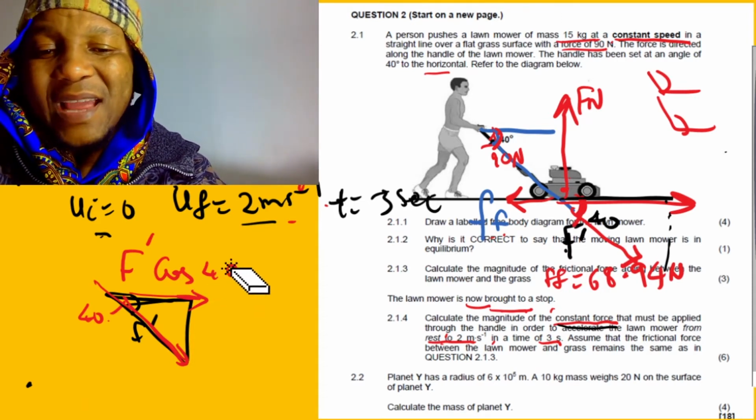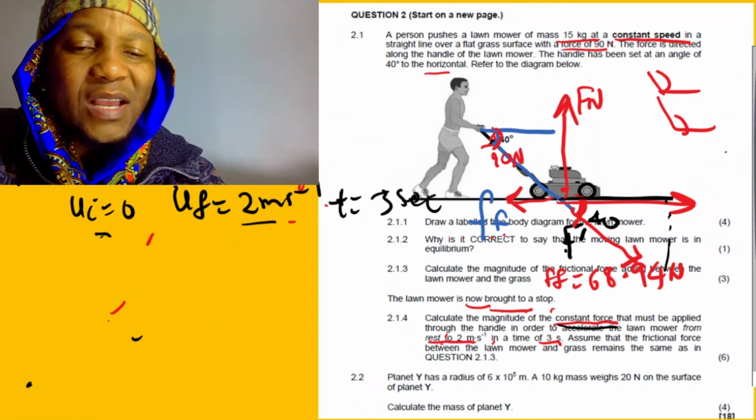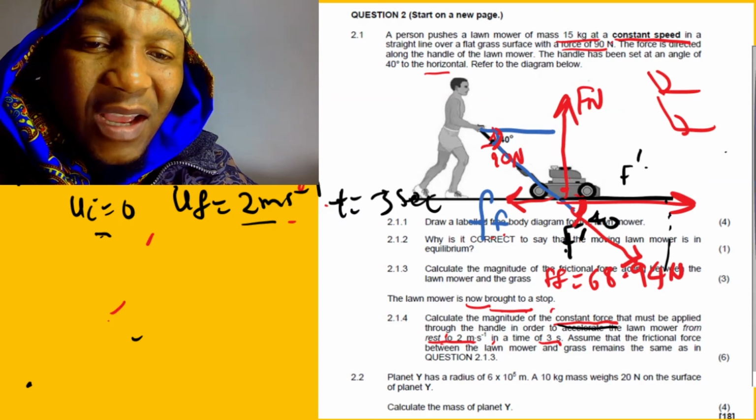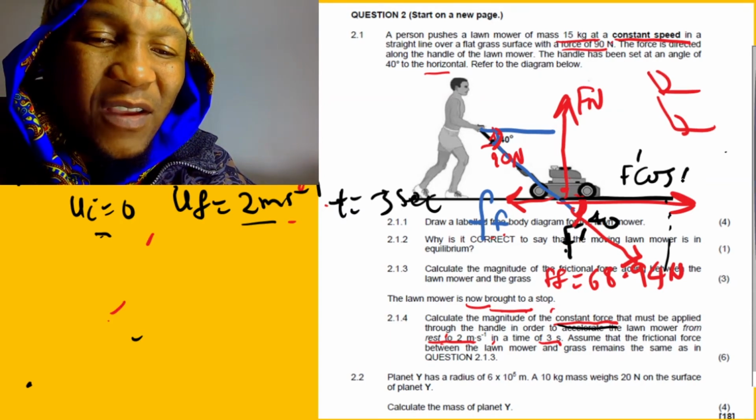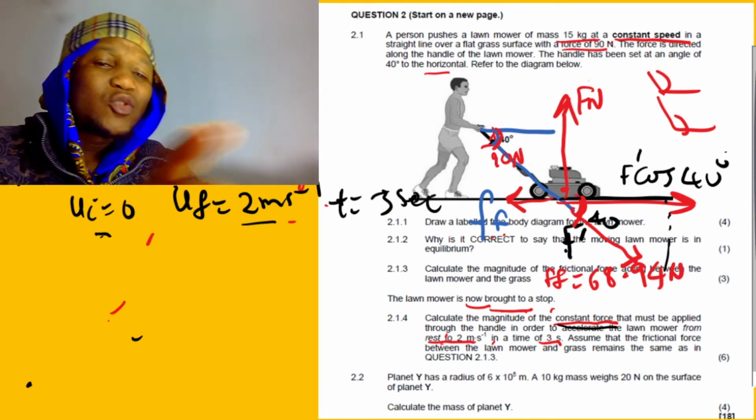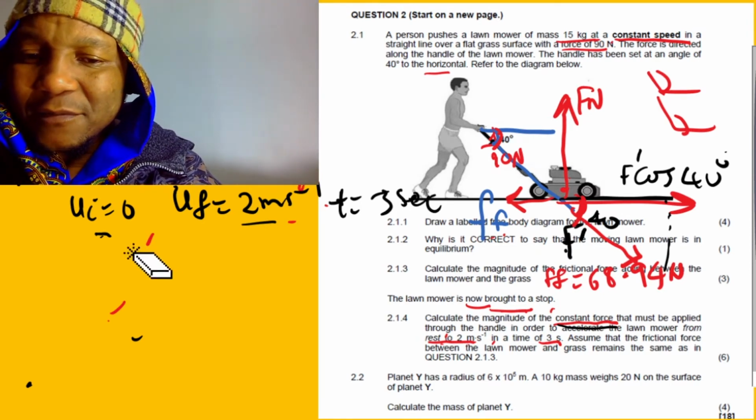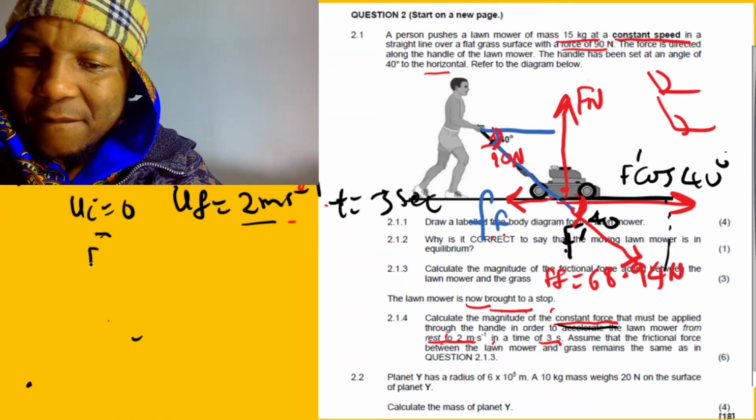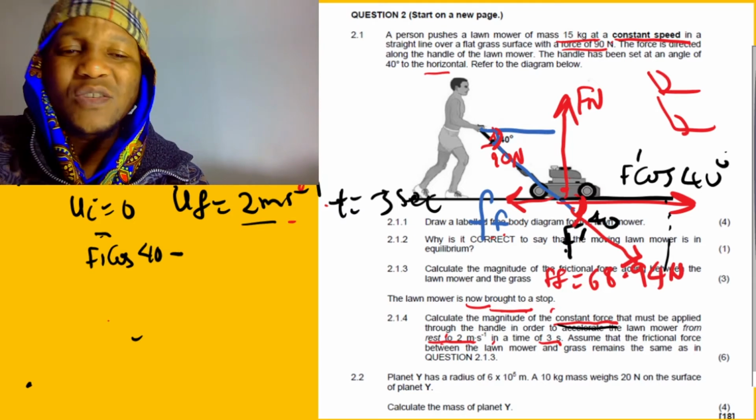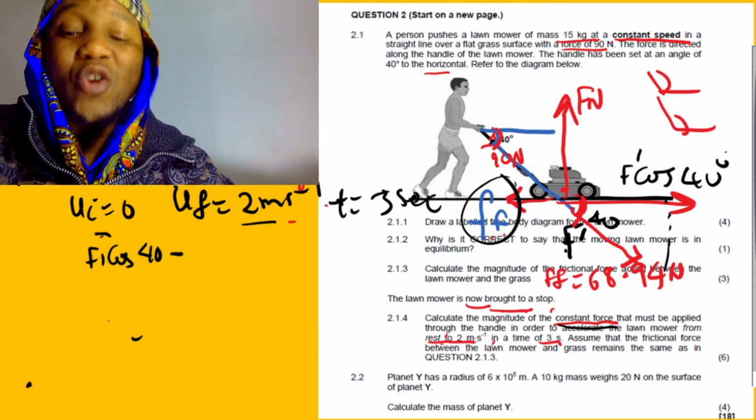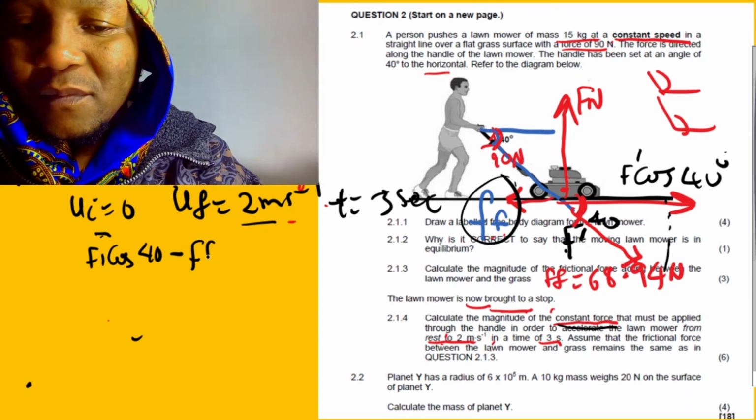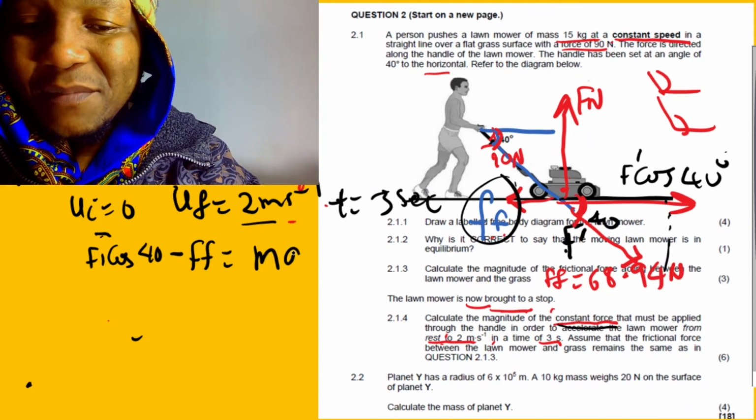So now I'm going to say F dash cos of theta. So this force equal to F dash cos of 40. Since it's moving to the right, we're going to say F dash cos of 40 minus which force opposite? Friction force, which we know because the friction force of the surface can be the same. Friction force equal to mass times acceleration.